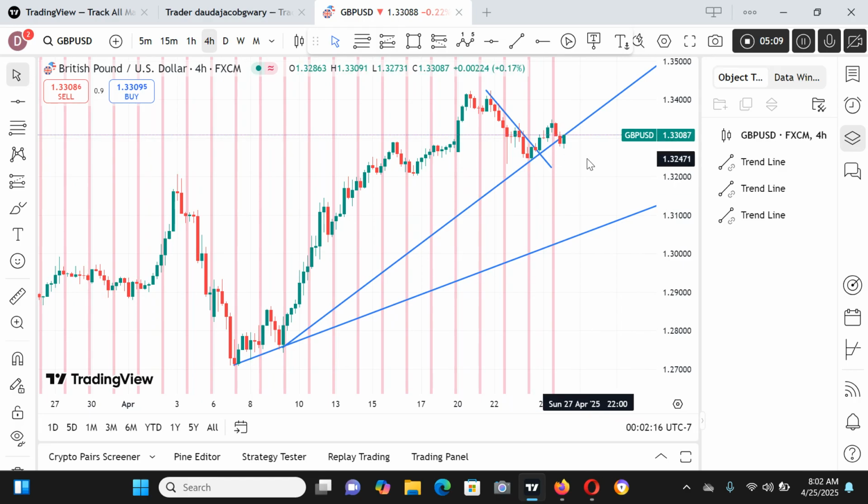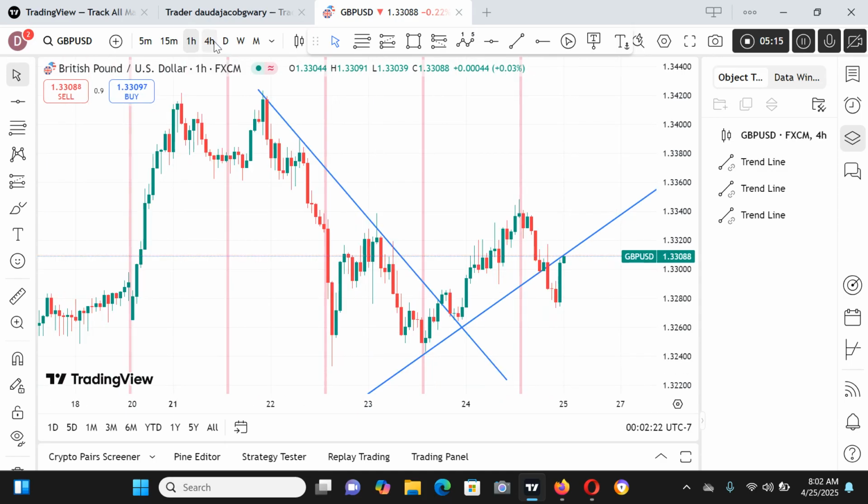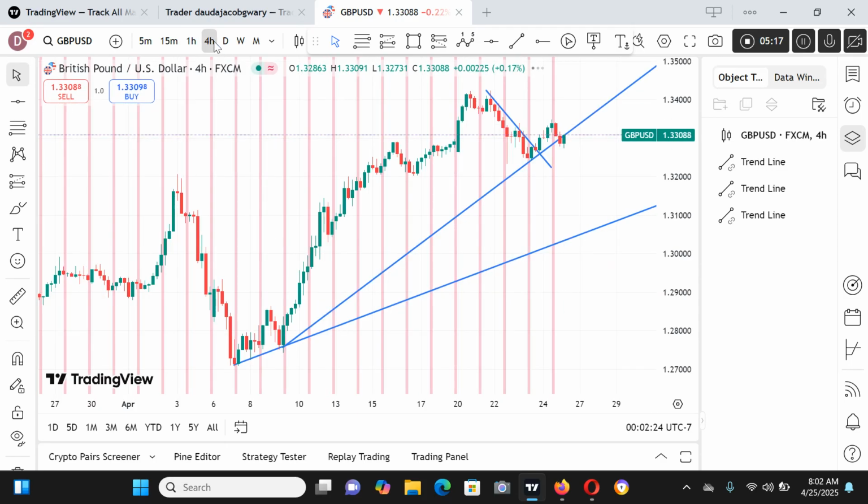So we now proceed to our 4 hour time frame. This works on all the time frames, but I always prefer plotting it on the 4 hour time frame. But it works on all time frames. And using that psychological level, you can use it to place a trade.